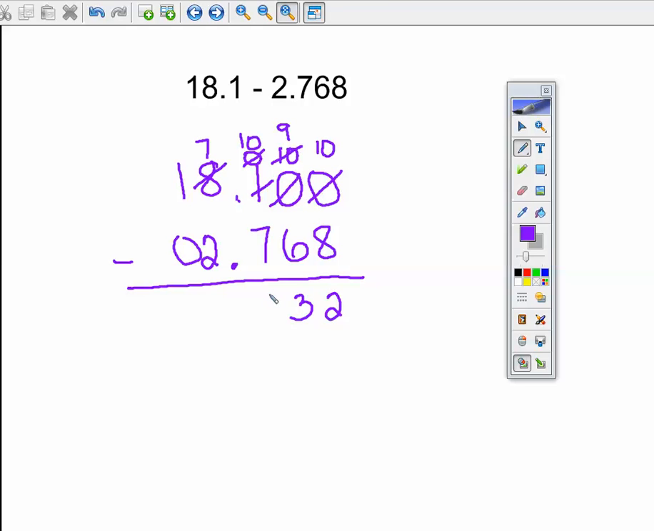10 minus 7 is 3, 7 minus 2 is 5, 1 minus 0 is 1. And then I bring my decimal point straight down. So my answer is 15 and 332 thousandths.